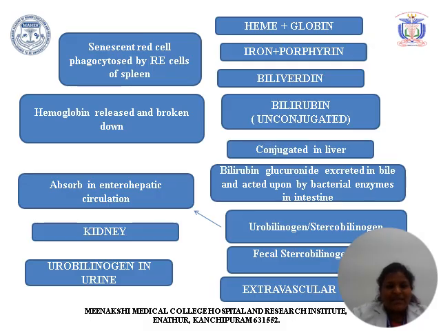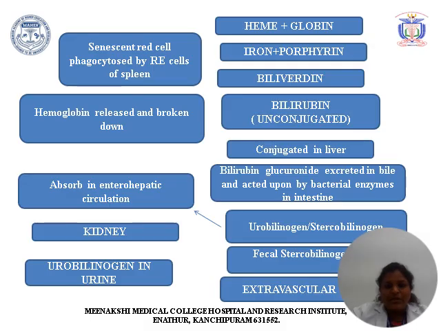First, the senescent red cells are phagocytosed by reticuloendothelial cells of the spleen, and then the hemoglobin is released and broken down. Then the heme separates from globin, and the iron plus porphyrin is converted to biliverdin and bilirubin, that is unconjugated bilirubin. It then gets conjugated in the liver.